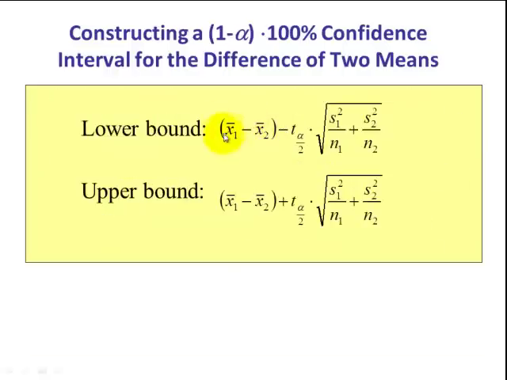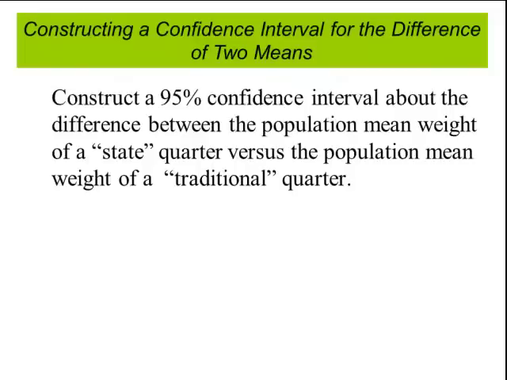We have our point estimate for the difference, plus and minus our t alpha divided by 2 times our standard error for the difference. So this is the confidence interval for the difference of two means. Let's look at an example. Construct a 95% confidence interval about the difference between the population mean weight of state quarters versus the population mean weight of traditional quarters.